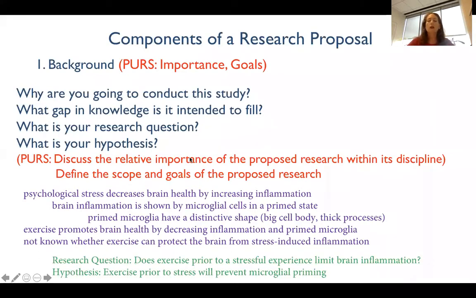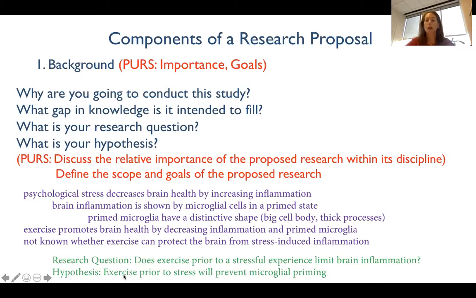And so Pierce's research question is, does exercise prior to a stressful experience limit brain inflammation? His hypothesis, given that exercise is known to promote brain health, is that exercise prior to stress will prevent microglial priming. So he's got his research question laid out, and he's got what he thinks will happen laid out.